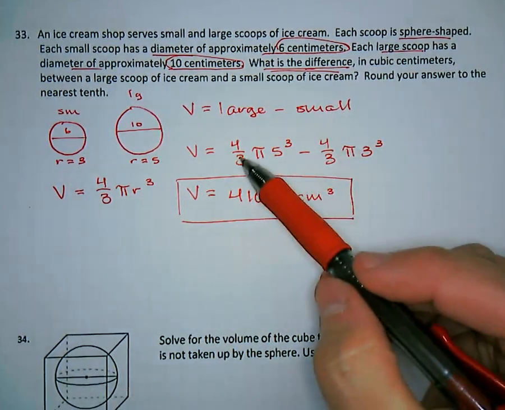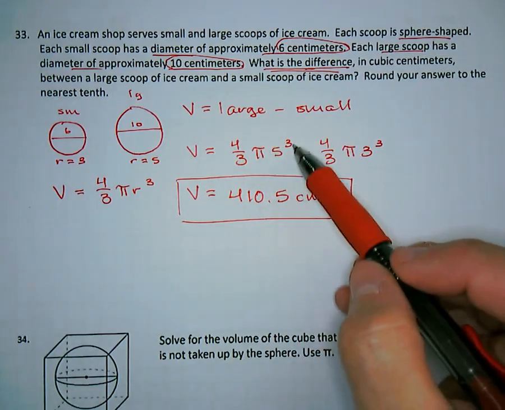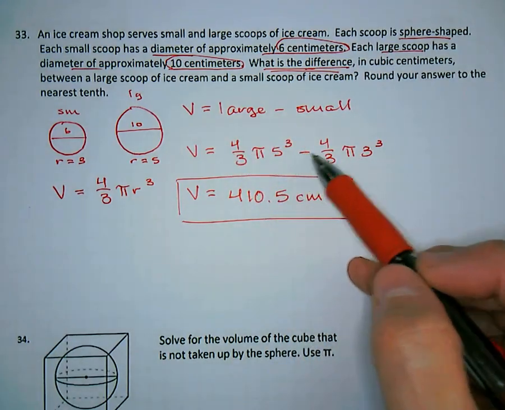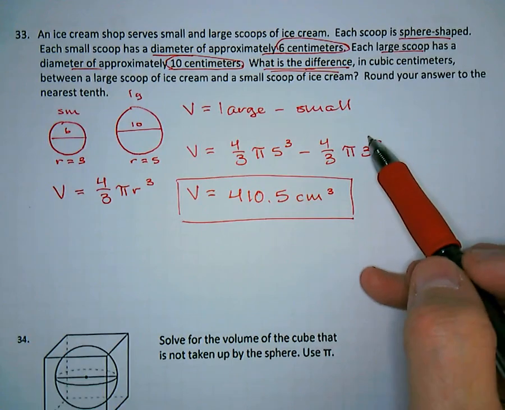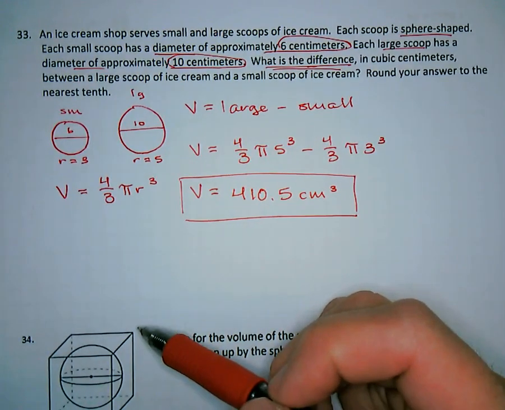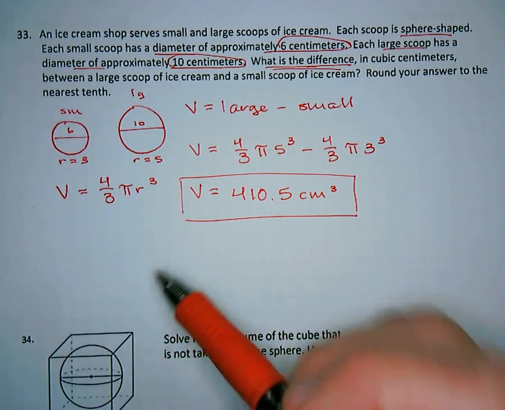Now, you didn't necessarily have to do this all in one shot. You could have figured out this one and then subtracted the small one individually. You should still have gotten 410.5. Either way you get it, okay?